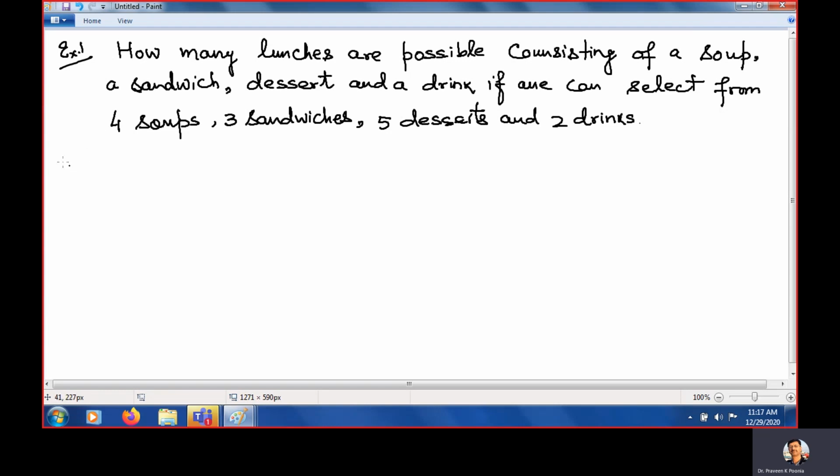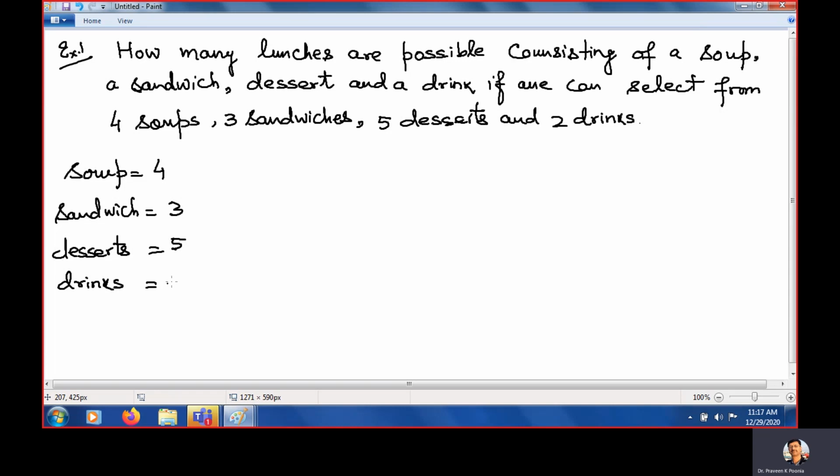Clear? So if you check how many soups are available, there are 4 soups available. How many types of sandwich are available? 3 types. How many types of desserts? 5 types of desserts available. And how many types of drinks? 2. So he is asking how many total lunches are possible. Now if we take 1 soup, 1 sandwich, 1 dessert, 1 drink, it is 1 lunch. But if we change the drink, it will be another lunch.